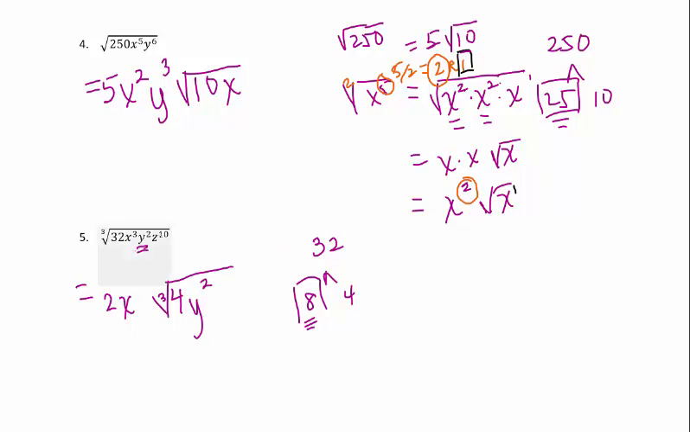But z to the 10th, there are some perfect cube factors, and to figure out how many z's we're going to end up taking out, we can apply the same rule. Take the exponent 10, divide by whatever the index is, 3. 3 goes into 10 3 times with a remainder of 1. So that tells us we're going to have z to the 3rd on the outside, but there's also 1 z remaining under the radical. So altogether we get 2xz to the 3rd times the cube root of 4y squared z.